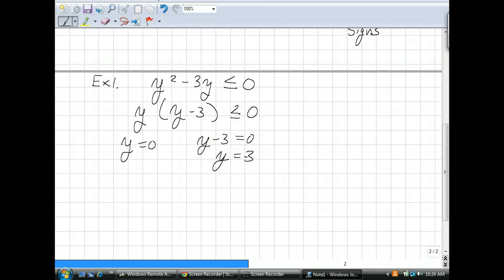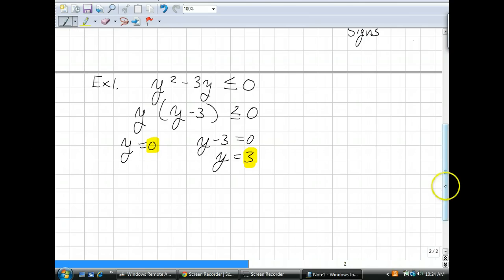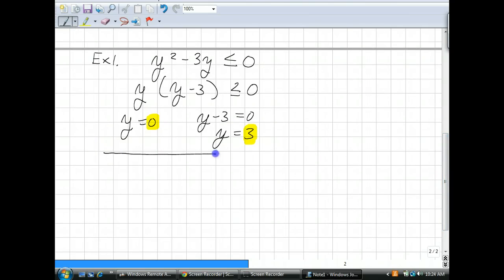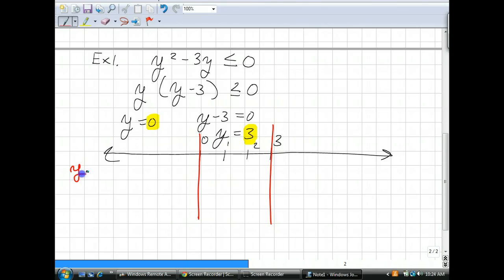Okay, now the process starts to change a little bit. The values that we get, in this case 0 and 3, we call those our critical points. And what we do is we put those critical points on a number line. So here's 0, 1, 2, 3. And what those critical points do is they divide the number line up into sections or intervals. All right? So then we take our two factors. So we have y and we have y minus 3.